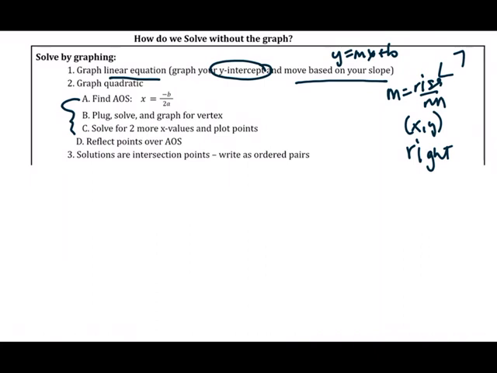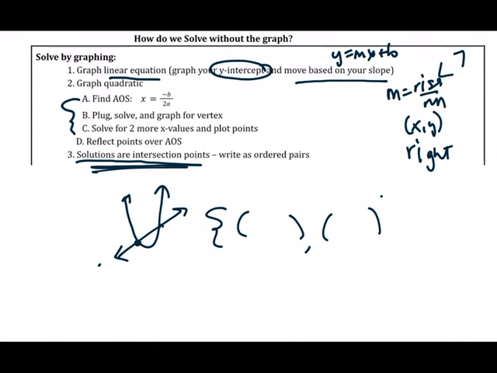You need to make sure that your quadratic keeps going until it intersects the line, because the solutions are those intersection points. So you're going to graph the line, you're going to graph the quadratic, and then you're going to identify what the ordered pairs are where they intersect. That's really what we're going to be doing in this video.